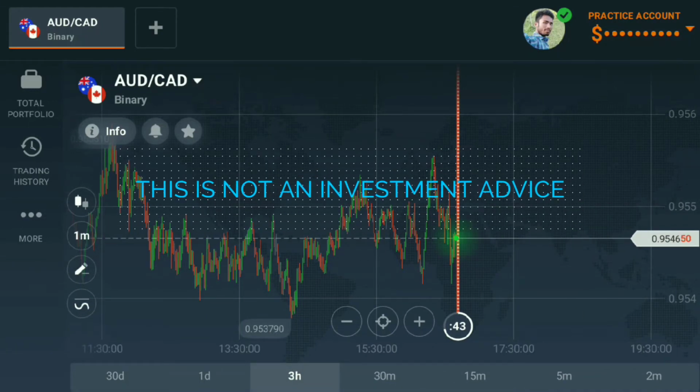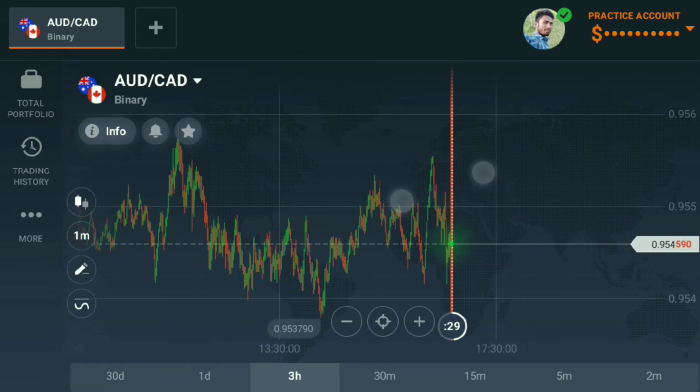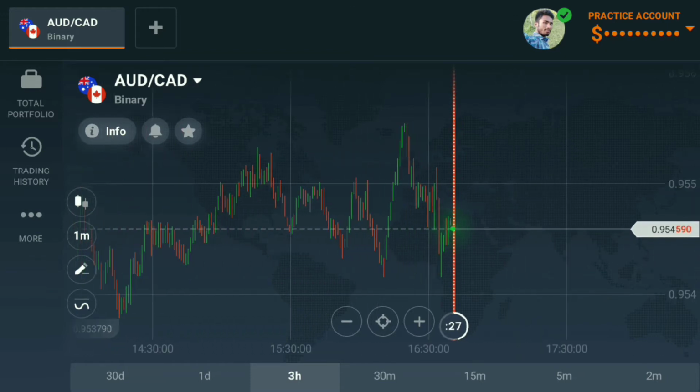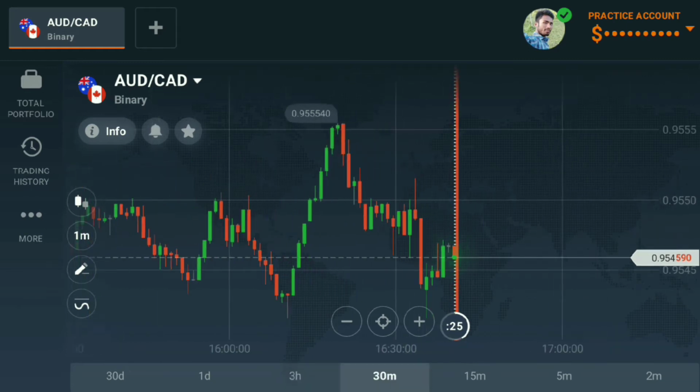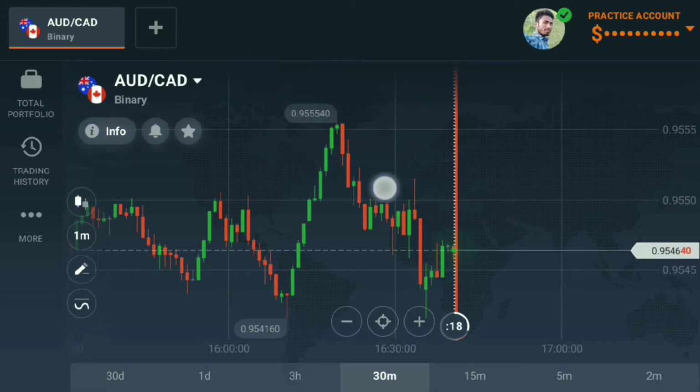Today's video is about how to draw SNR, meaning support and resistance, and how to trade on them. So, how to draw SNR? You have to draw SNR near to the price bar. So, like this. Here you can see the price bar is here, right? So, you have to draw SNR near to this level.